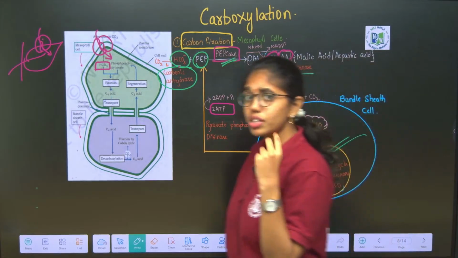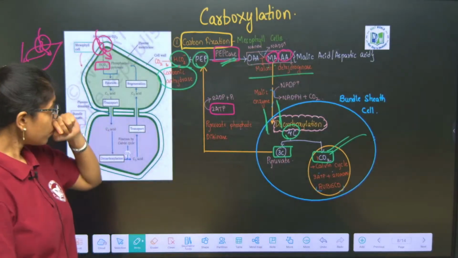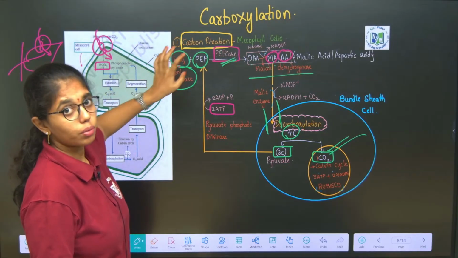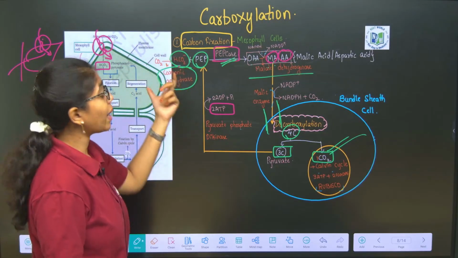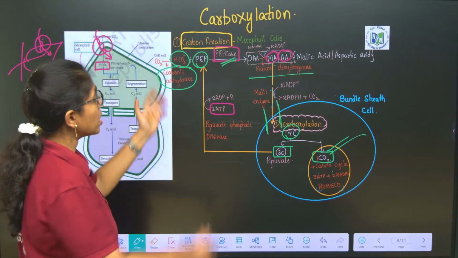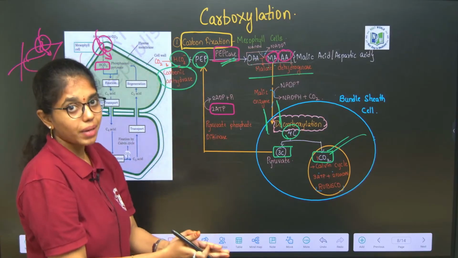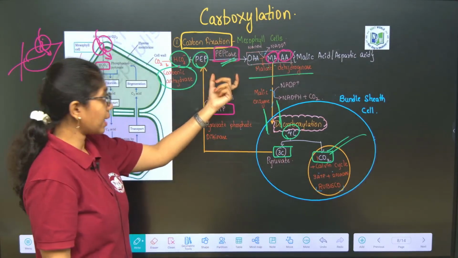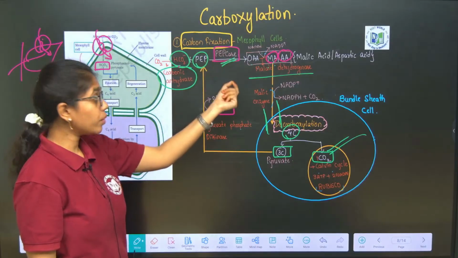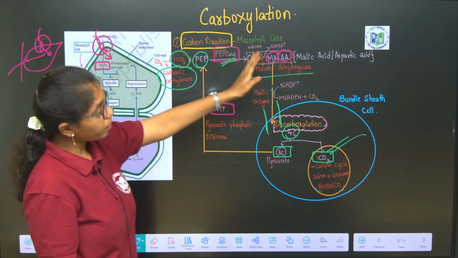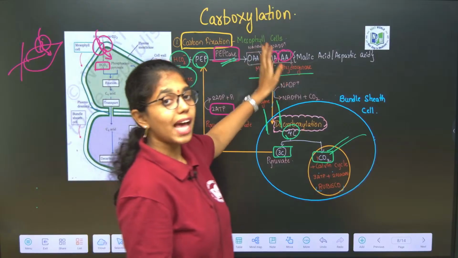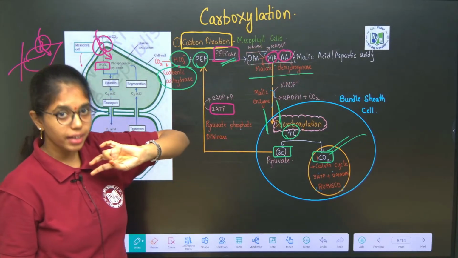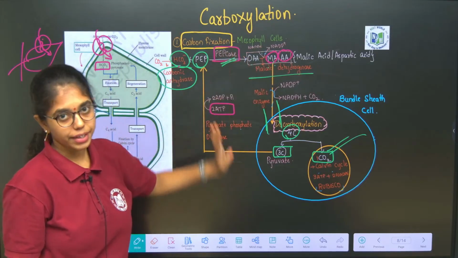So, here once again let me give you a gist of the C4 cycle. In the mesophyll cells, when carbon dioxide is accepted, it first converts to what? Hydrogen carbonate, by the enzyme carbonic anhydrase. This is accepted by the primary acceptor, that is phosphoenol pyruvate, and this is catalyzed by phosphoenol pyruvate carboxylase, and the primary product formed is what? Oxaloacetic acid. This turns to malic acid or aspartic acid by the enzyme malate dehydrogenase.